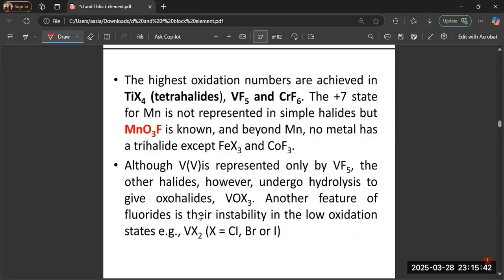Okay, now see, the highest oxidation numbers are achieved in tetrahalides, like TiX4, VF5, and CrF6. And the +7 state for manganese is not represented in simple halides, but in MnO3F, right? These are the stable halides.